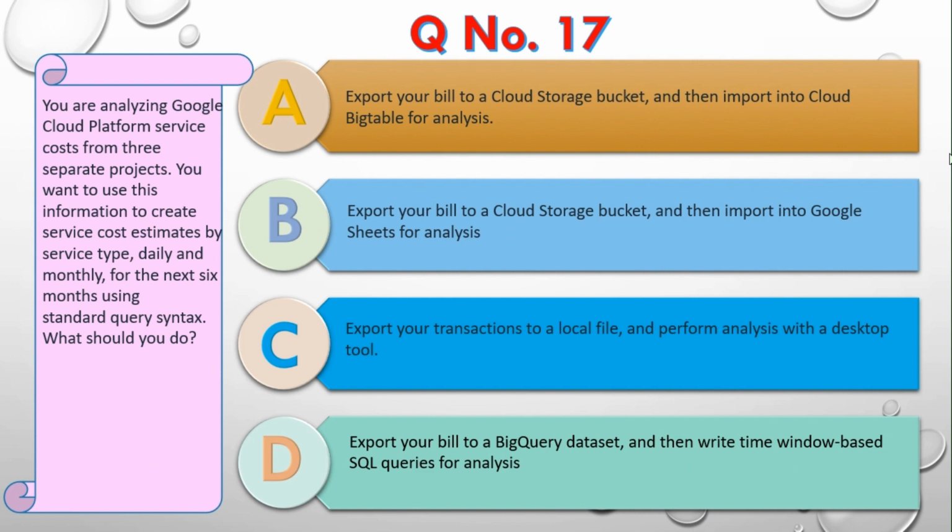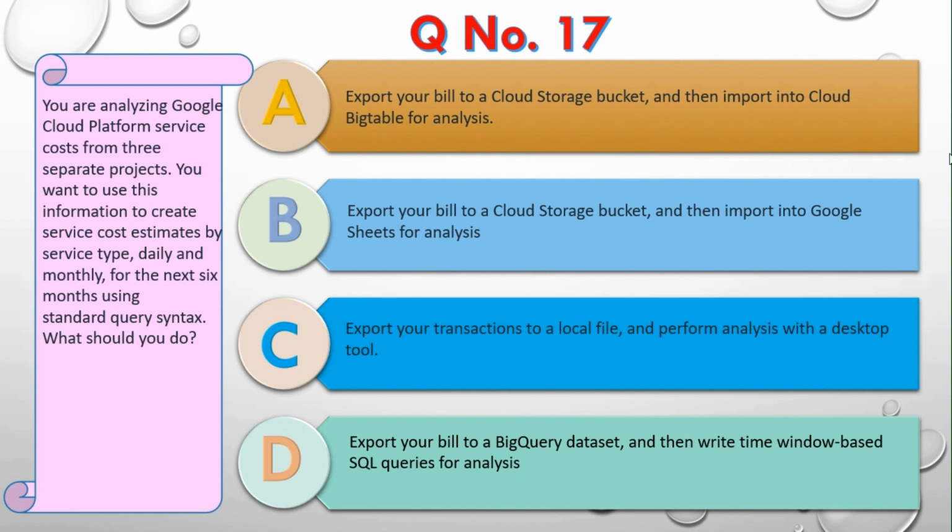Question number 17. You are analyzing Google Cloud Platform service cost from three separate projects. You want to use this information to create service cost estimates by service type, daily and monthly for the next 6 months using standard query syntax.